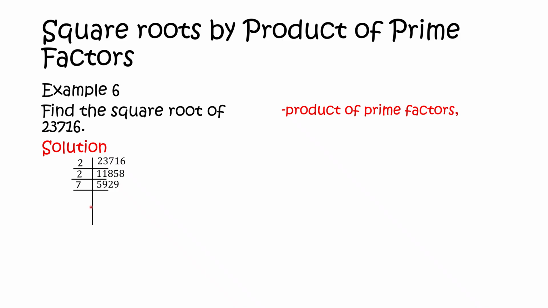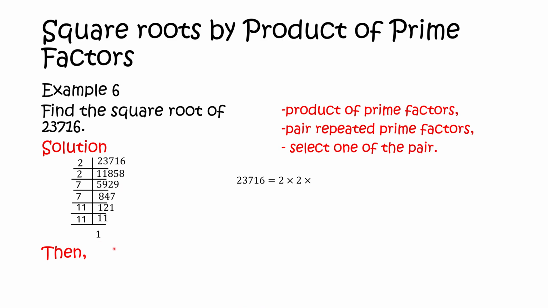5,929. We divide by 7, we get 847. Divide by 7, we get 121. So if you know your times table, it's easy to see that 11 will be part of the primes here. So we divide that by 11, we get 11, and divided by the final 11, we get a 1. Right, so we can express our number 23,716 as 2 times 2 times 7 times 7 times 11 times 11.